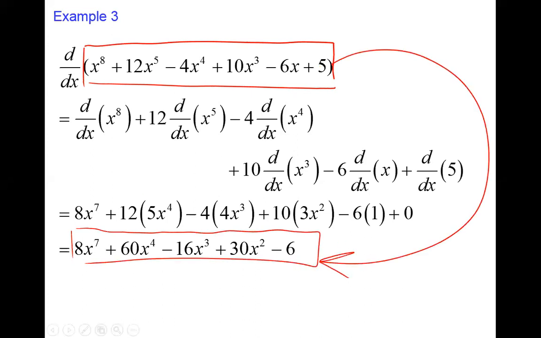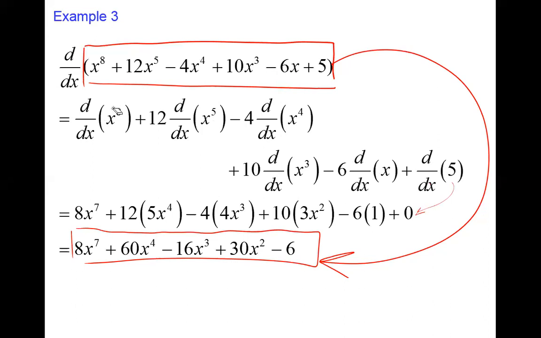Right? That means that having the addition and subtraction, of course, we will differentiate term by term. The derivative of x to the power of 8, plus 12, please note, 12 is outside, just the derivative of x to the power of 5, minus 4, the derivative of x to the power of 4, plus 10, the derivative of x to the power of 3, minus 6, the derivative of x, and plus the derivative of the constant, which of course is 0.